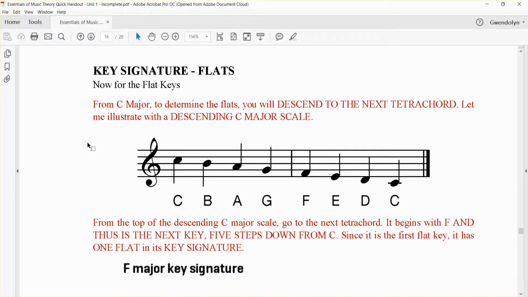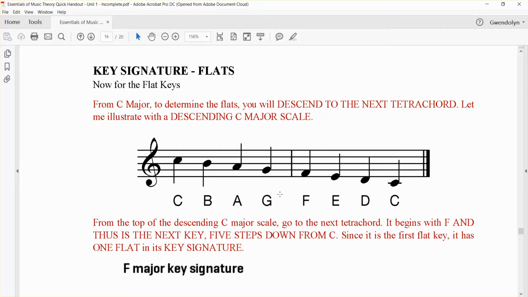Now, for the flats, you're going to actually use the descending tetrachord. I just put this right here so that you can see what the descending tetrachord pattern looks like. Again, this is C major. So the first tetrachord descending, C, B, A, G. Therefore, we're going to go backwards in the letters. C, B, A, G, F, E, D, C. We're going backwards, descending: C, B, A, G.